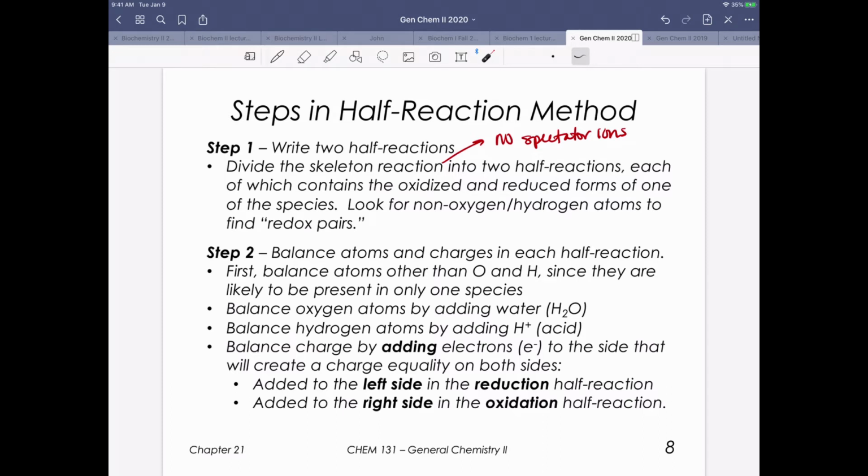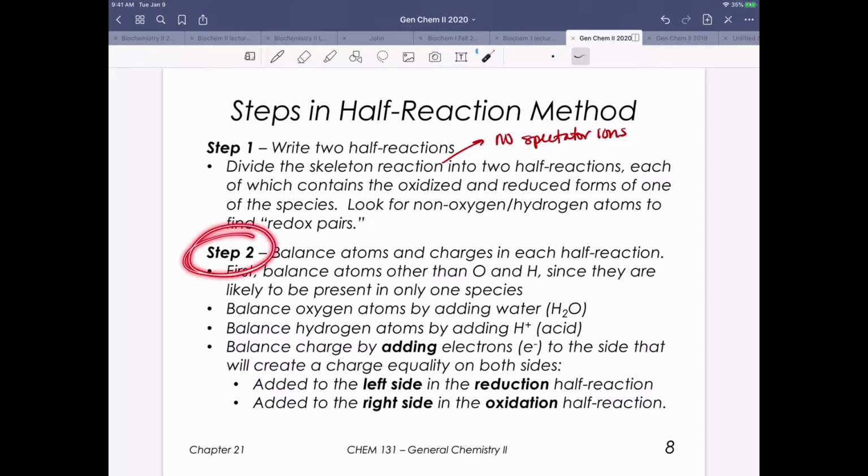And again, we're going to be able to look for non-oxygen and hydrogen atoms to help us find these redox pairs. So again, I'm going to walk through these steps right here. We're going to walk through an example problem together, and then there's going to be one that I'm going to ask you to work on your own. And again, we'll reveal the solution through the video.